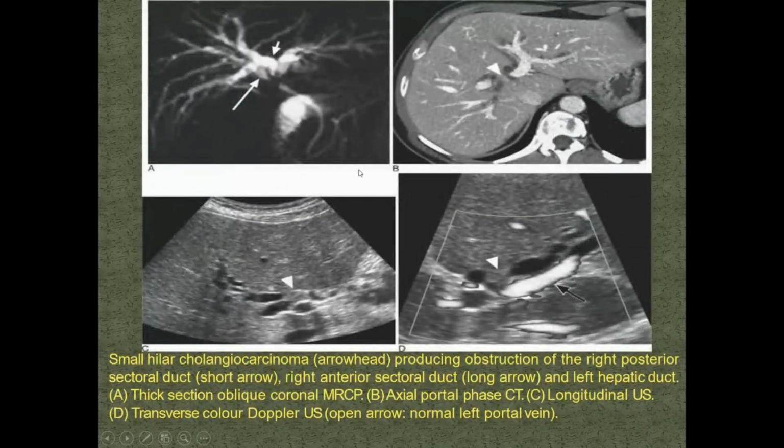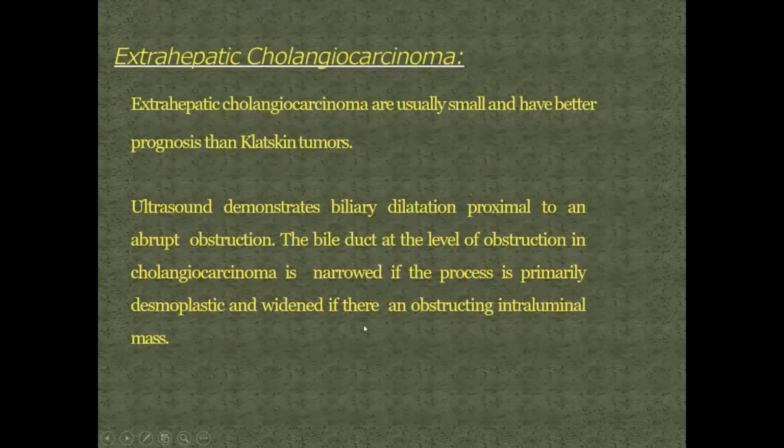This is another case where you can see the intrahepatic biliary dilatation and enhancing mass at the hilum. On ultrasound, an echogenic mass is seen, and there is dilated intrahepatic biliary tree, while the extrahepatic, like the common bile duct, is normal in caliber. So extrahepatic cholangiocarcinomas are usually small, and they have a better prognosis than Klatskin. An ultrasound will demonstrate biliary dilatation, and there will be abrupt cutoff at the distal end.